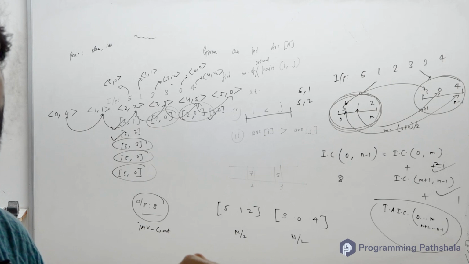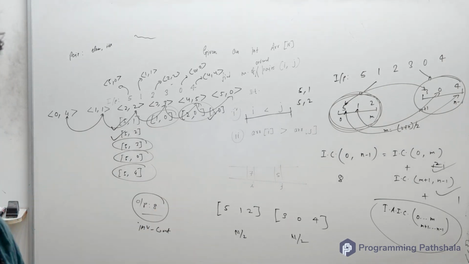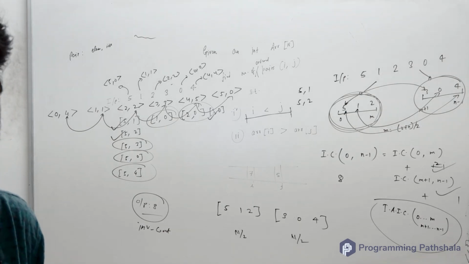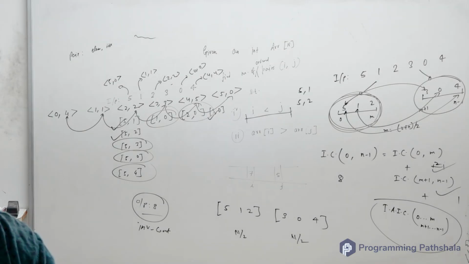Let's start with brute force. In how much brute force time can you find the inversion count across the two arrays? Somebody wrote n, and I want you to explain why you feel it should be n. So n square, guys, can I do it in n square or not?